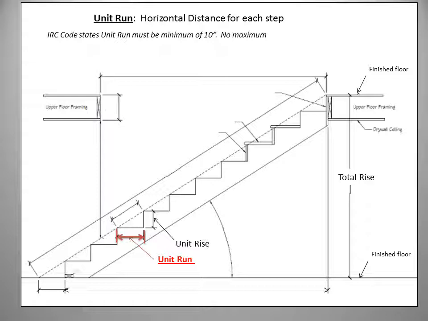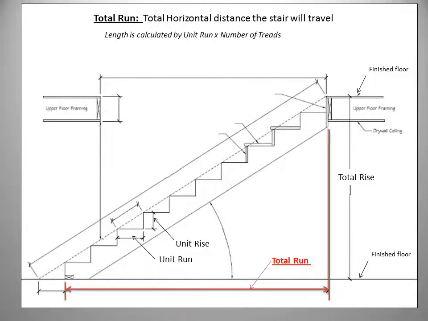Next, we need to determine our unit run. IRC code states that the unit run must be a minimum of 10 inches. There is no maximum. For simplicity, and to keep our stairs as short as possible, we typically use 10 inches for our unit run. However, you should check the building plans to see if the architect has designed a different unit run for some reason. The total run is a factor of the unit run multiplied by the quantity of treads.